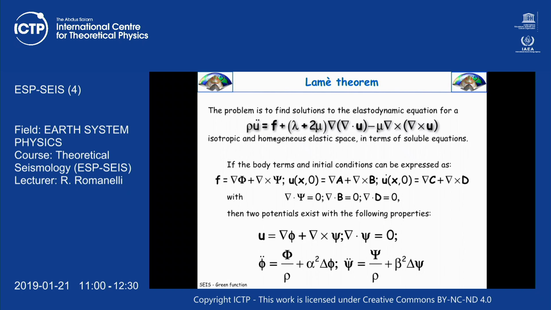Now, the Lamé theorem is saying, let's take this equation, let's represent f with Helmholtz theorem, then this equation is becoming this. You could say, oh, and so what? Well, we decomposed one complicated equation into two complicated but less complicated equations. Because U can be written as a combination of the gradient of a scalar potential plus the curl of a vector potential, and the two potentials have to obey this equation.